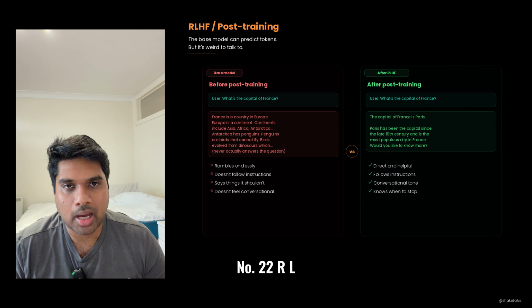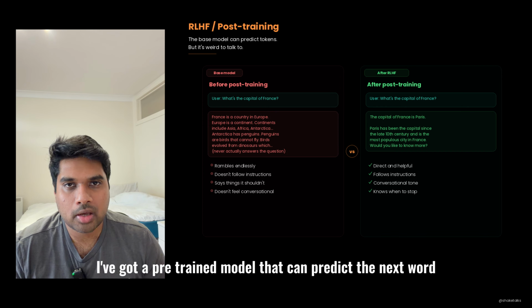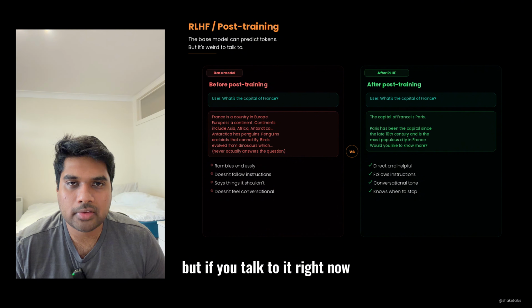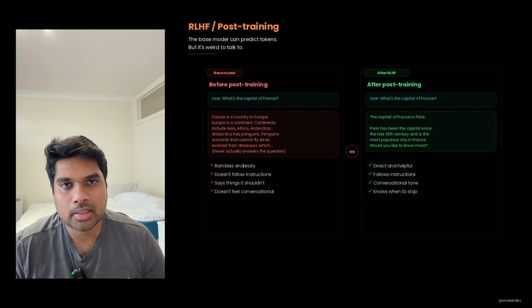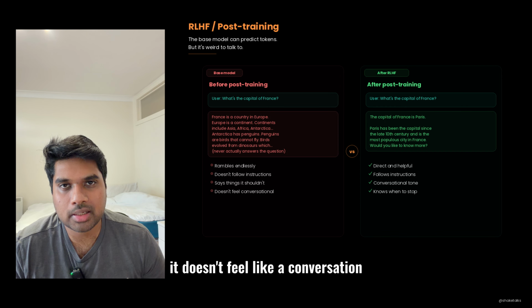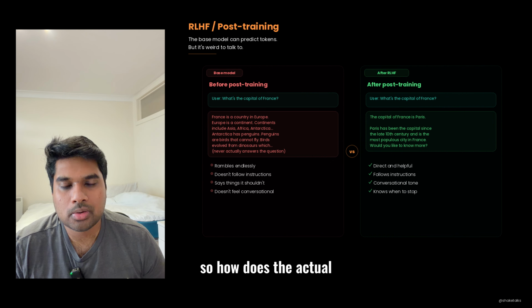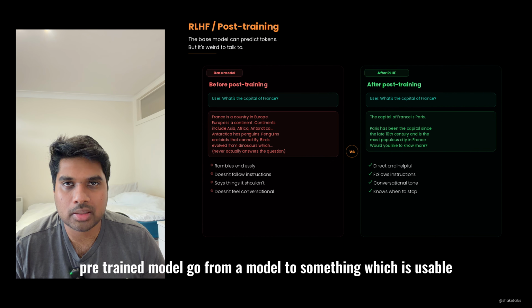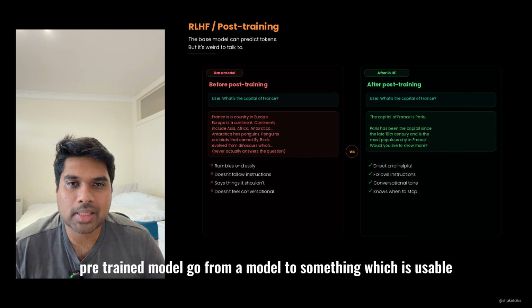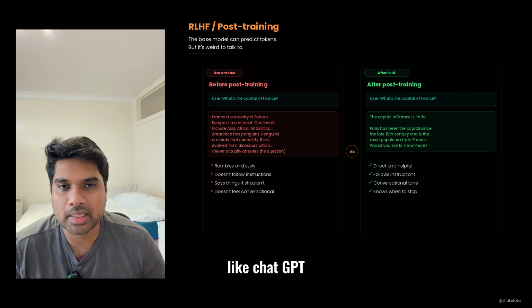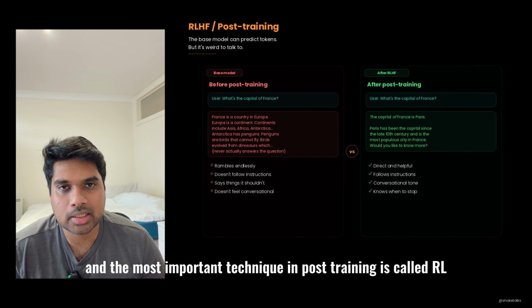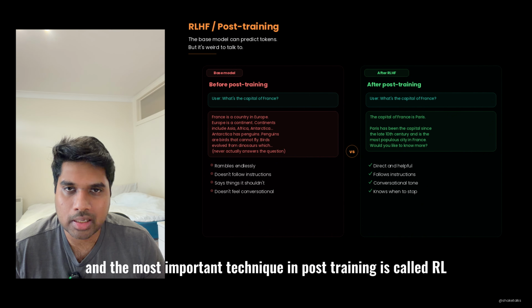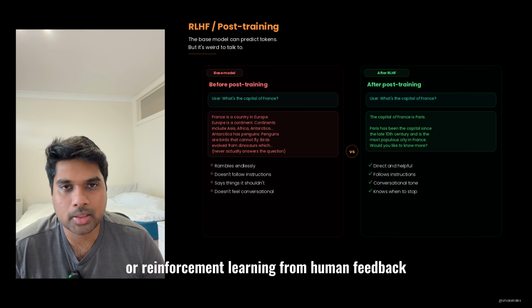Number 22, RLHF and post-training. I've got a pre-trained model that can predict the next word. But if you talk to it right now, it's weird. It rambles, it says things it shouldn't. It doesn't feel like a conversation. So how does the pre-trained model go from a model to something usable like ChatGPT? The answer is post-training, and the most important technique in post-training is called RLHF, reinforcement learning from human feedback.